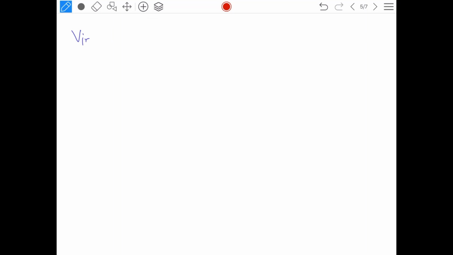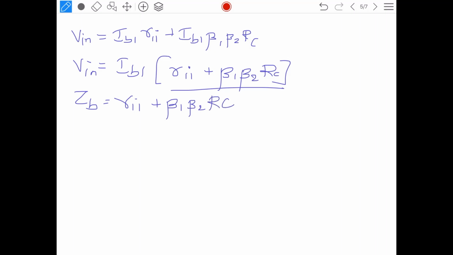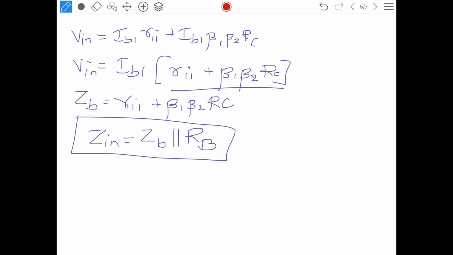Let us take the KVL again: VI is equal to IB1 times the first resistance RI1, plus IB1 into beta 1, beta 2, RC. What is this? This is from your total. So V by I, taking IB1 common, what is left is RI1 plus beta 1, beta 2, RC. From Ohm's law, after rearranging, ZB is equal to RI1 plus beta 1, beta 2 into RC. So ZB is parallel to resistance RB. So Zin is equal to ZB parallel to base resistance RB. This is the input impedance. Correct.